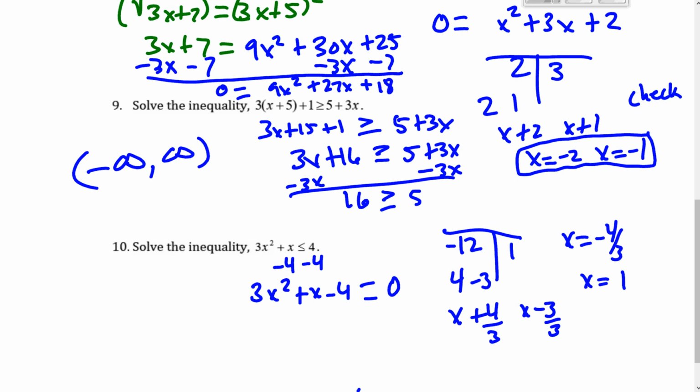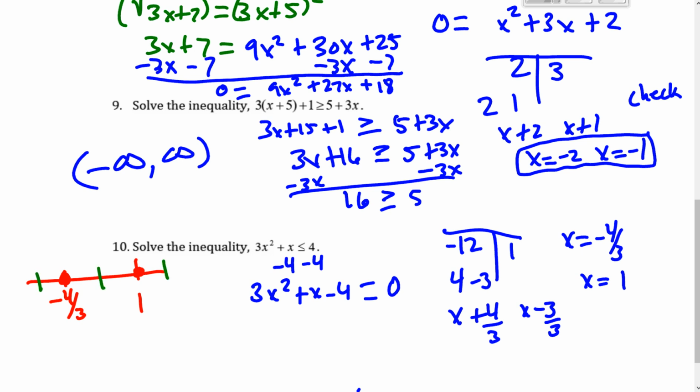What you do, though, is you put them on a number line. So it's negative 4/3 and 1. But since they work, that means we would have solid dots here, because they would be included. That's the or equal to part. Okay, and then I want to test numbers in between. Actually, I can test to the left and the middle and to the right.